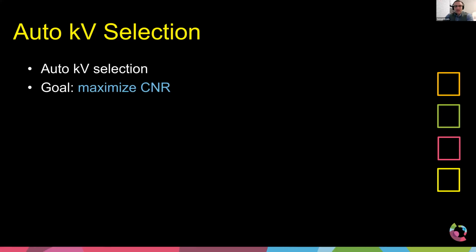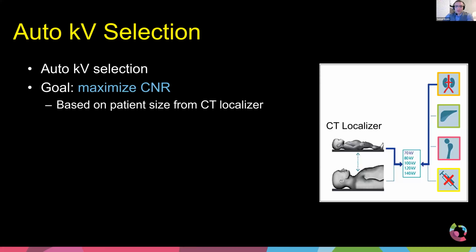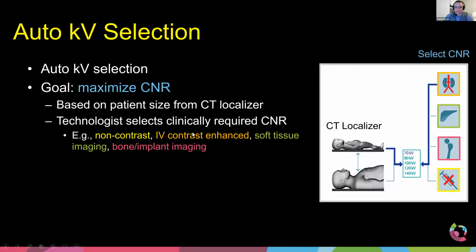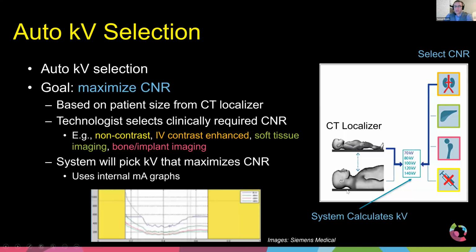But the point here is that the patient gets put on the scanner, and we do a CT localizer scan, and the system will be able to measure the patient's thickness. At the same time, the technologist will tell the scanner whether this is going to be a non-contrast image, a contrast enhanced image, a soft tissue goal, or something where we're looking at bony anatomy only, like MSK type work, or looking for implants. So the technologist tells the system generically what the overall goal of the imaging is. And then from that, the system will pick the right kV to maximize the contrast to noise ratio.